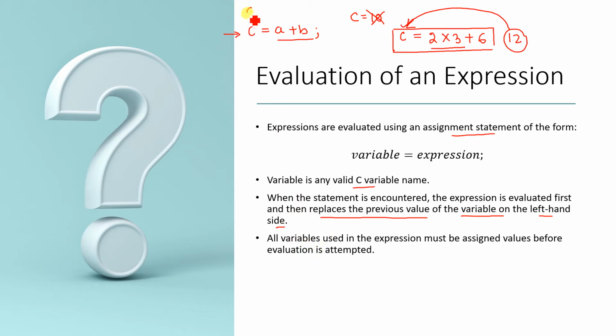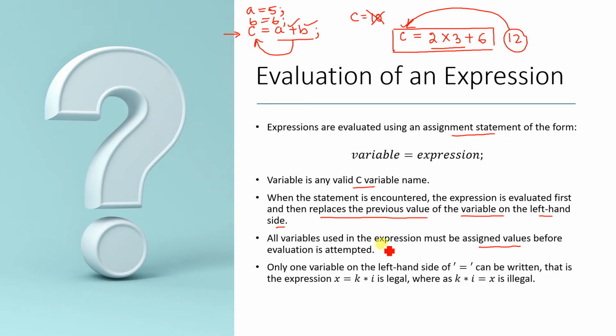So that means the previous line must be A is equal to maybe any value. I am just using 5, let's say. B is equal to 6. So by doing this, I'm helping the compiler know that A and B have some value. So just perform the addition operation and try to store the data in C. So it is written that all variables in the expression must be assigned values before evaluation is attempted.